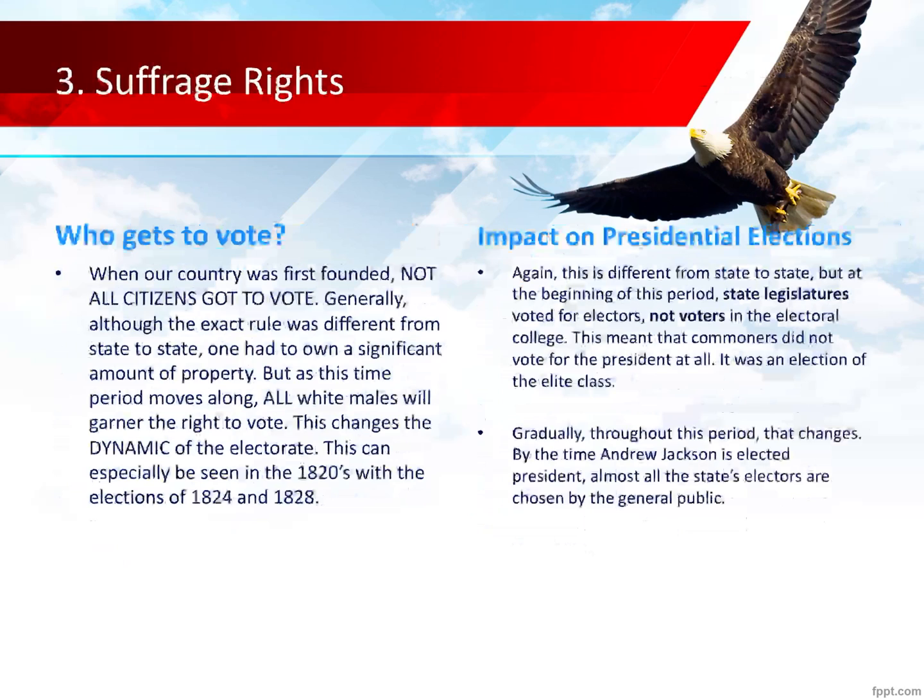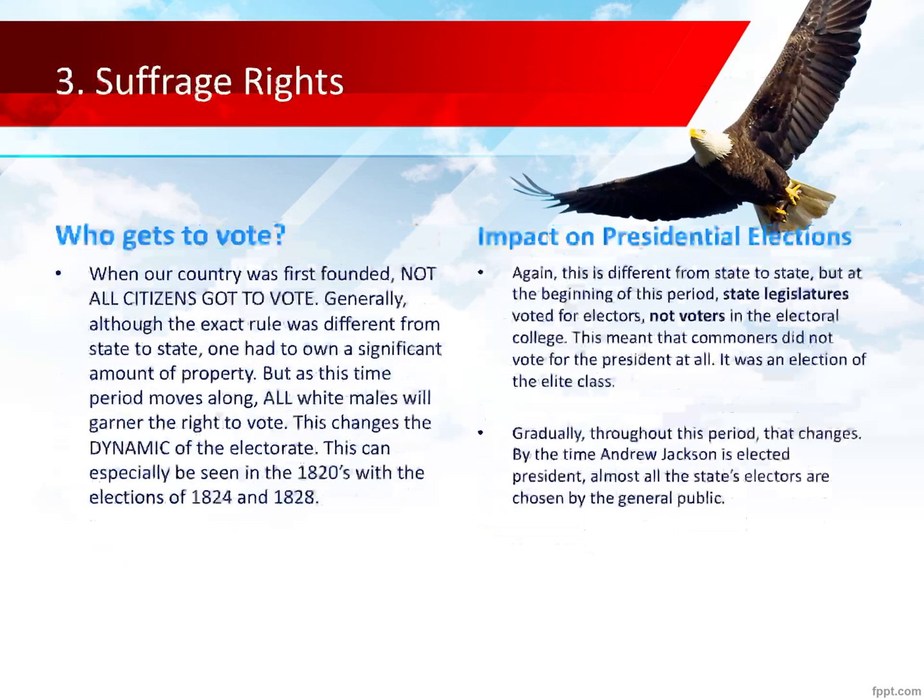Now, the impact on presidential elections. If you look at our first 6 presidents, they're elite, white, rich, large landowning, Eastern presidents. They're all right along the East Coast. They're very wealthy, and they are very famous for their contributions in the American Revolution.